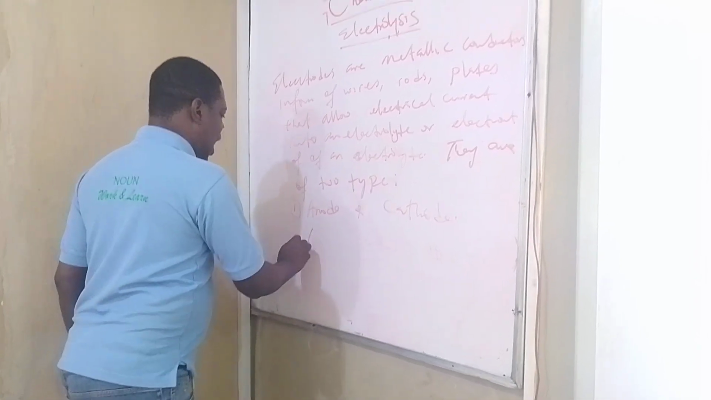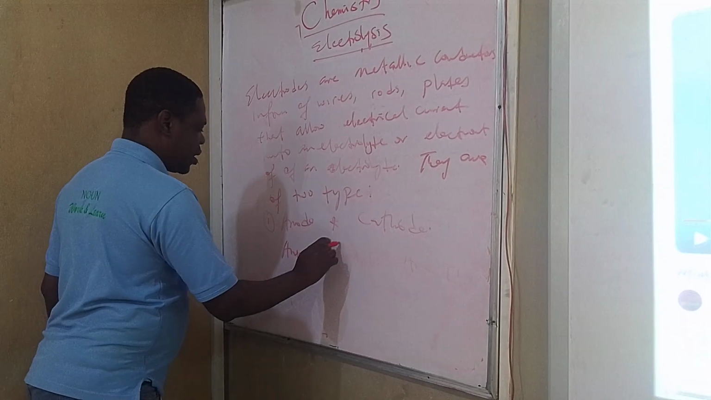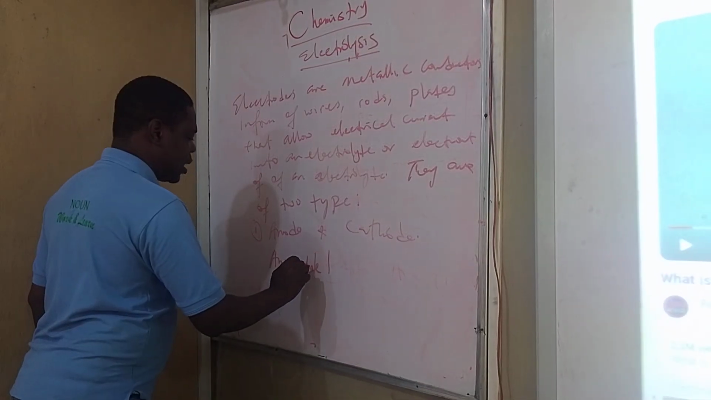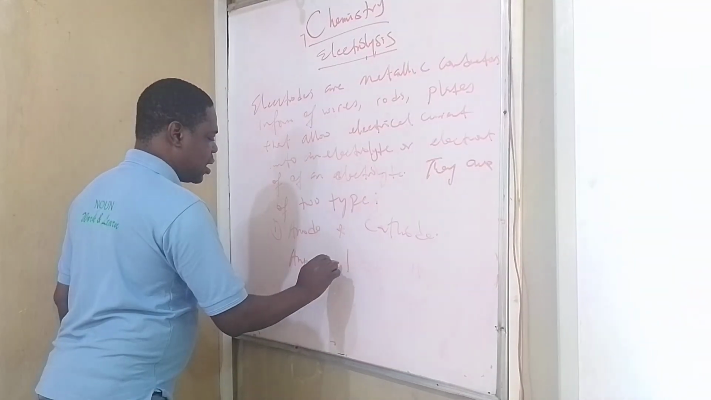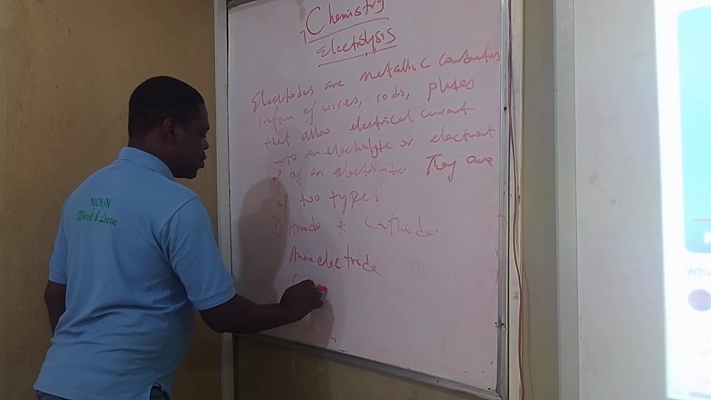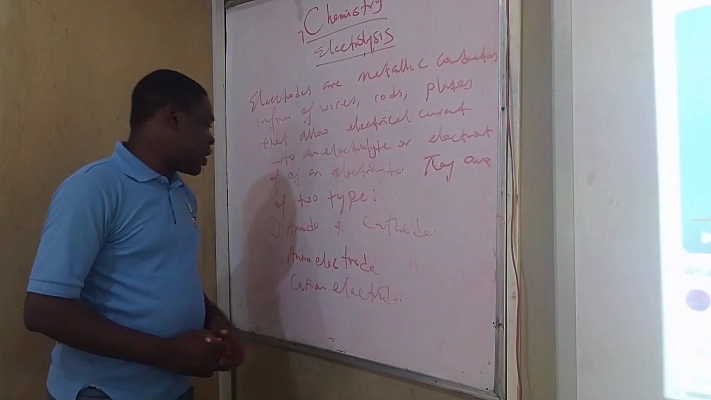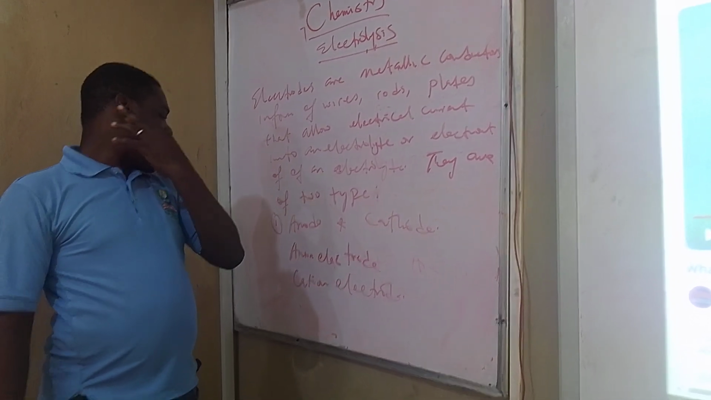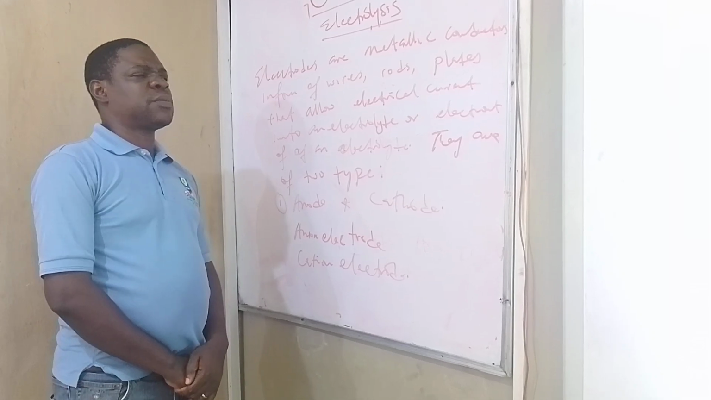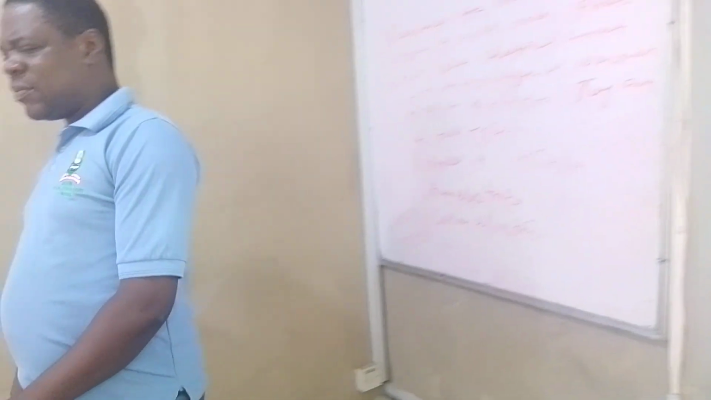The anode is also called the anion electrode, while the cathode is the cation electrode. The anode is positively charged, while the cathode is negatively charged.